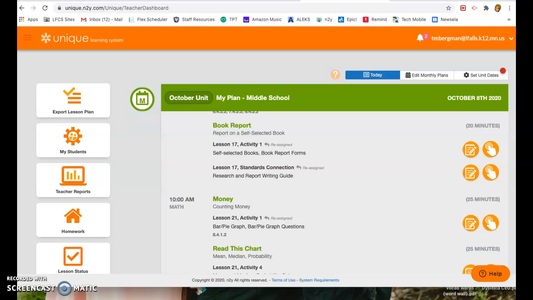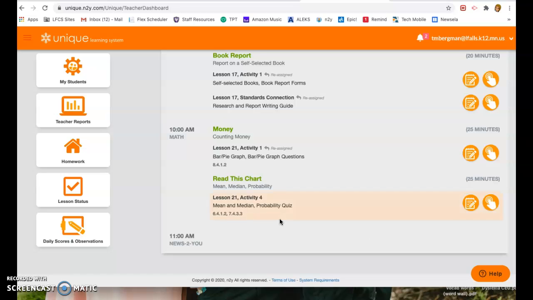Good morning. I'm just going to go over the math expectations for today so that you know exactly what the assignments are. The first is lesson 21, activity 1. We did this the other day, and so we're completing this as a review. So I'm not going to go through exactly what it looks like. It's the pie graph from the other day and answering the questions on there.